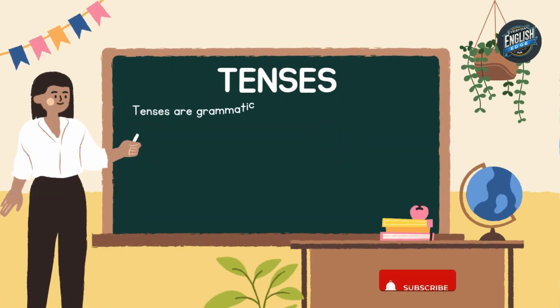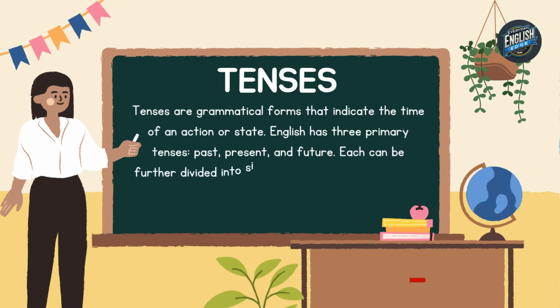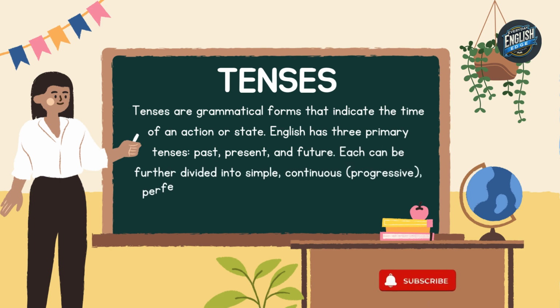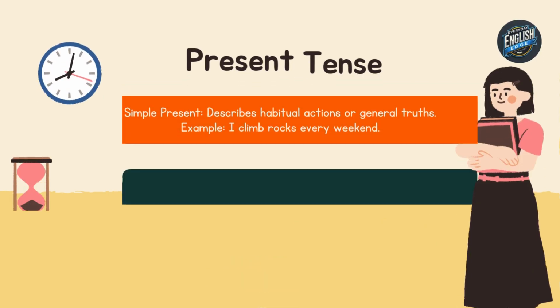Tenses are grammatical forms that indicate the time of an action or state. English has three primary tenses: past, present, and future. Each can be further divided into simple, continuous, perfect, and perfect continuous forms. Here is an overview. Present tense.